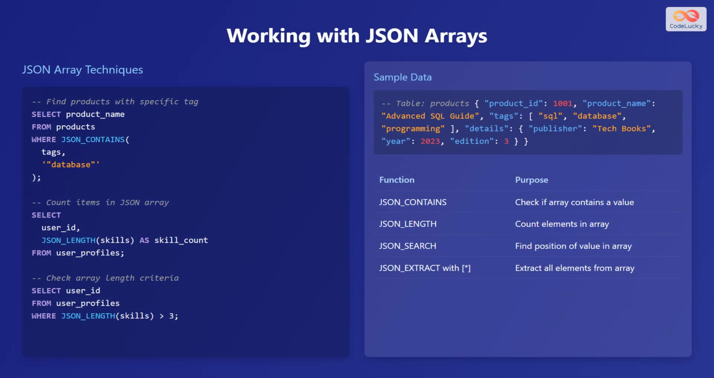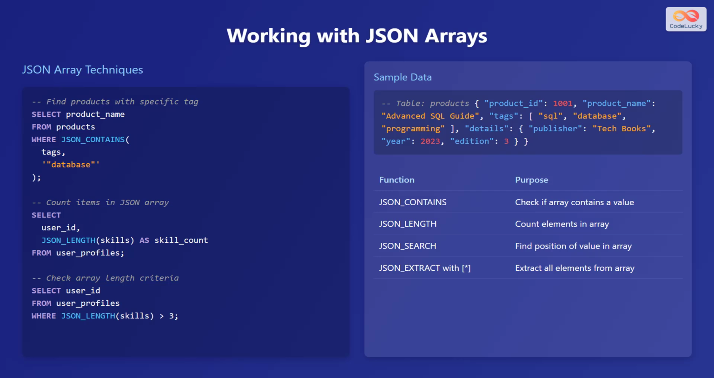JSON arrays can be queried using a combination of functions and techniques. The select statement finds products with specific tags, checks array length criteria, and counts items in a JSON array. Common functions used with JSON arrays are JSON_contains, JSON_length, JSON_search, and JSON_extract with a star inside square brackets. The sample data table products contains product ID, product name, tags, and details objects.